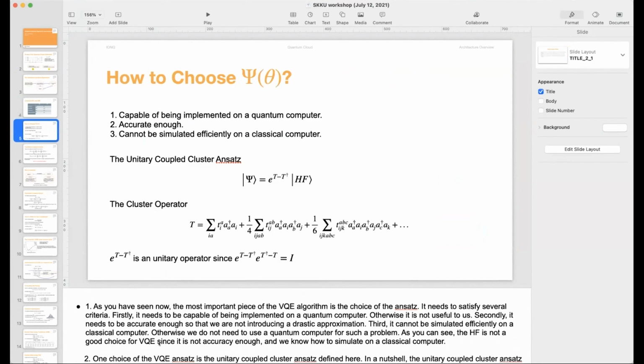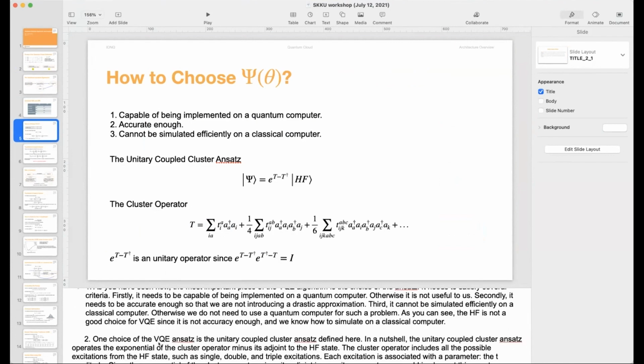Firstly, it needs to be capable of being implemented on a quantum computer. Otherwise, it is not useful for us. Secondly, it needs to be accurate enough so that we're not introducing a drastic approximation. Third, it cannot be simulated efficiently on a classical computer. Otherwise, we do not need to use a quantum computer for such a problem. As you can see, the Hartree-Fock ansatz is not a good choice for VQE, since it is not accurate enough, and we know how to simulate it on a classical computer.